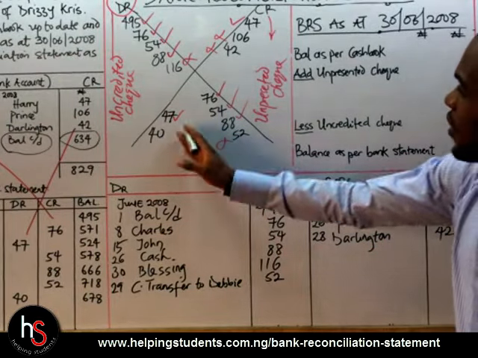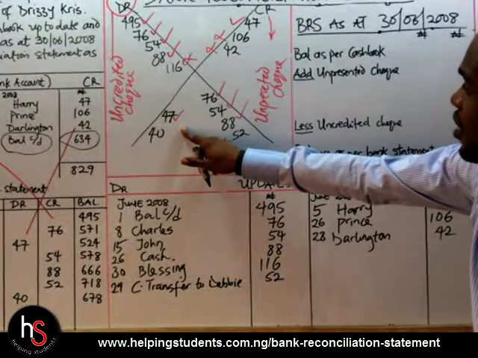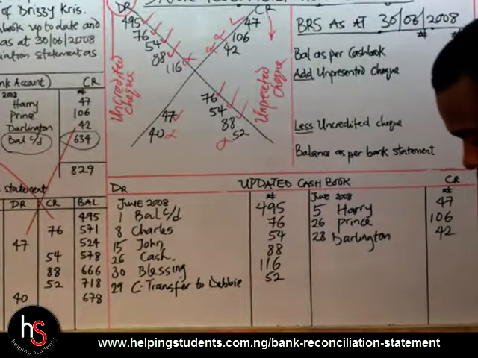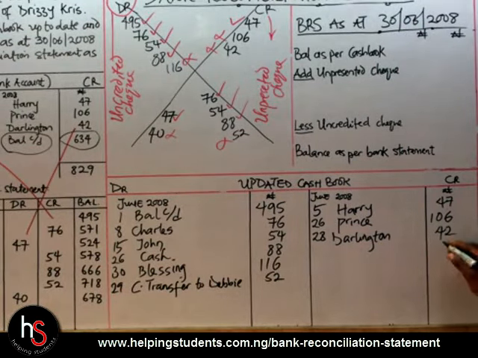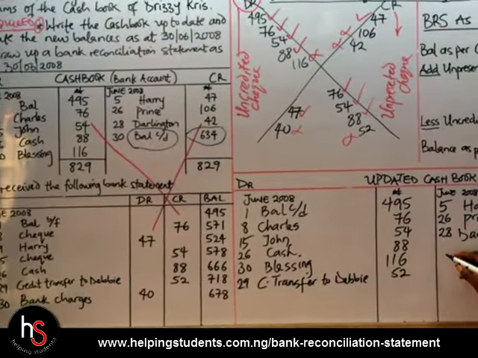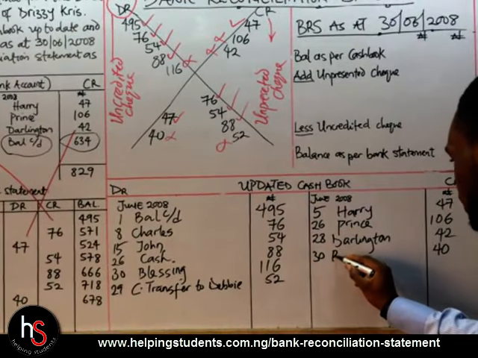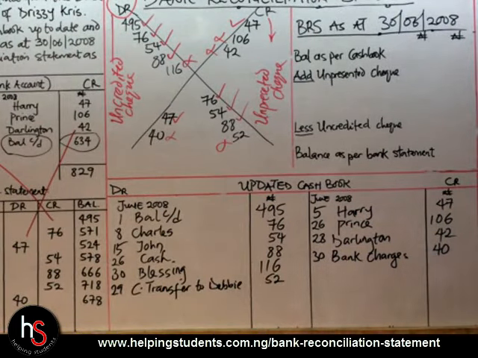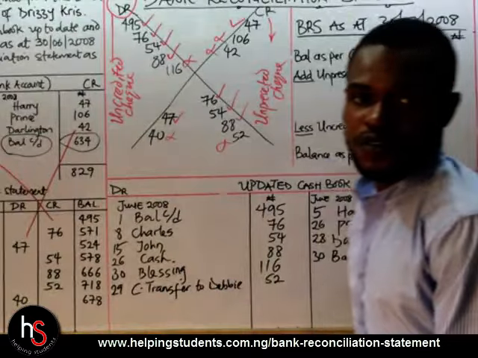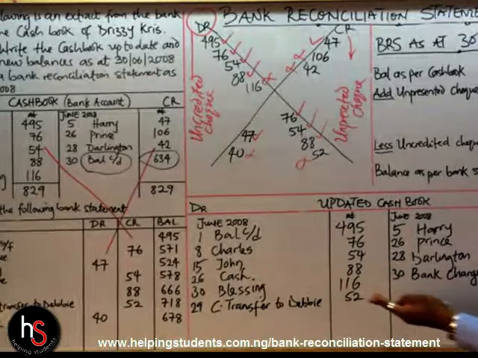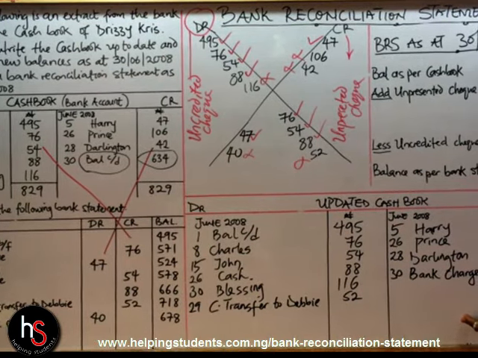Okay, now let's come over to this place. Remember, 47, we have 47 here already. 40, there is no 40. So since there is no 40, let's pick 40 as well. So we have 40 here. And what is the date of the 40? We have the bank charges. That was on the 30th. Now, with what we have done, you'll find out that every value we have on the cash book has been updated here on the cash book.